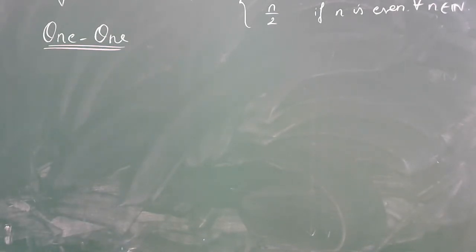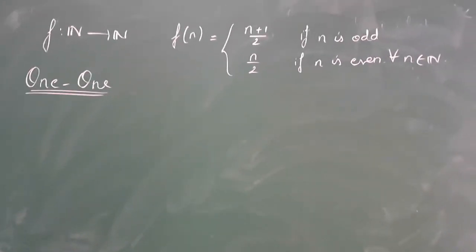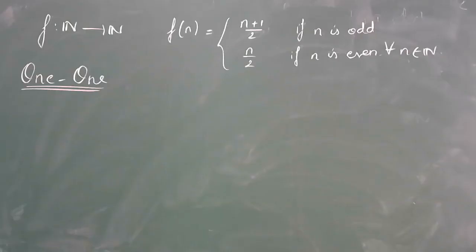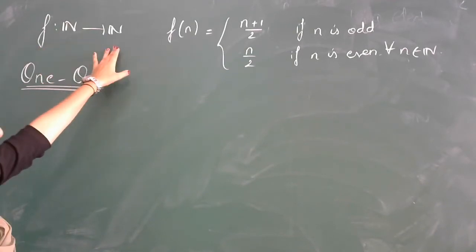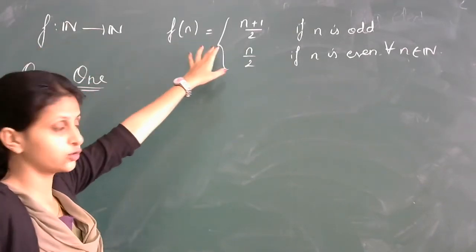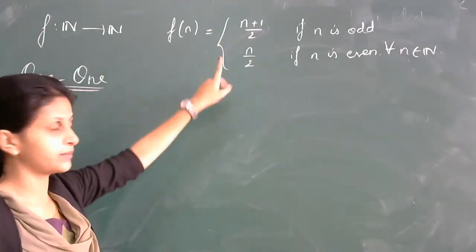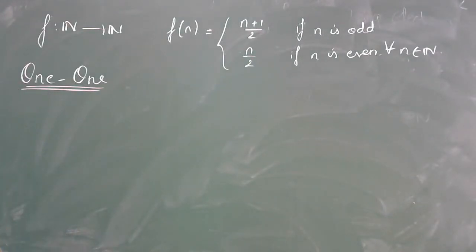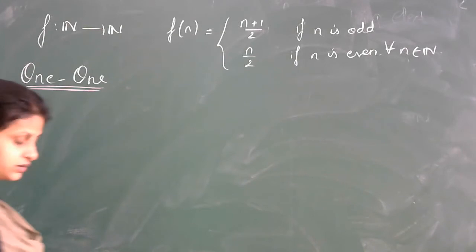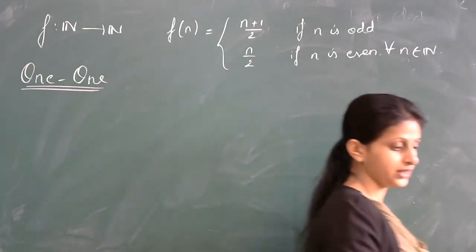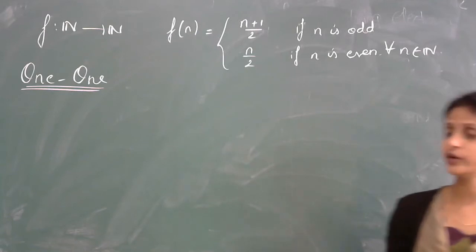It is not visible. Okay, I hope now it is visible, right? The function f is defined from the set of natural numbers to the set of natural numbers. It is defined by f of n is equal to (n plus 1) by 2 if n is odd, and n by 2 if n is even, for all n belonging to the set of natural numbers. Now tell me whether this function f is 1-1 or not.